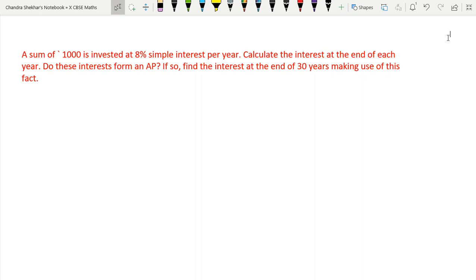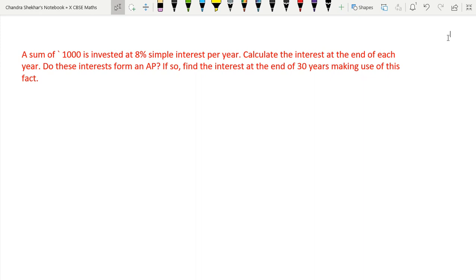Sir, I think it's wrong. Why is it wrong? Sir, if it's simple interest, it'll be adding the same amount at the end of each year, so the difference will be the same. Okay. Either way, you're getting an AP.